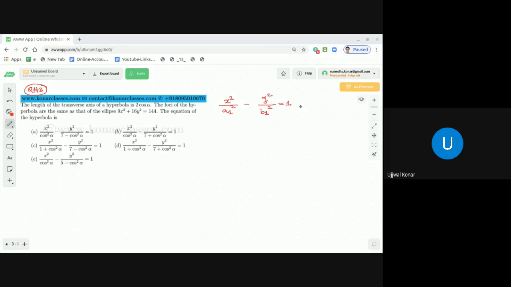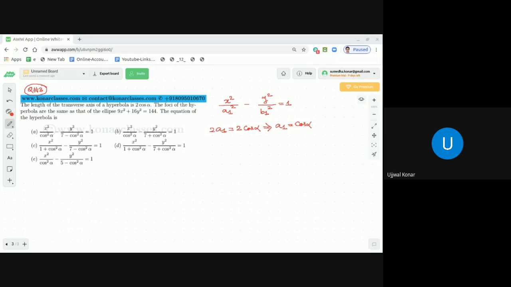Now, according to the question, the length of the transverse axis of this hyperbola is 2 cos alpha. And we know, dear students, the length of the transverse axis of this hyperbola is 2a1. So 2a1 is equal to 2 cos alpha. From here we get a1 is equal to cos alpha. So this one piece of information we got.